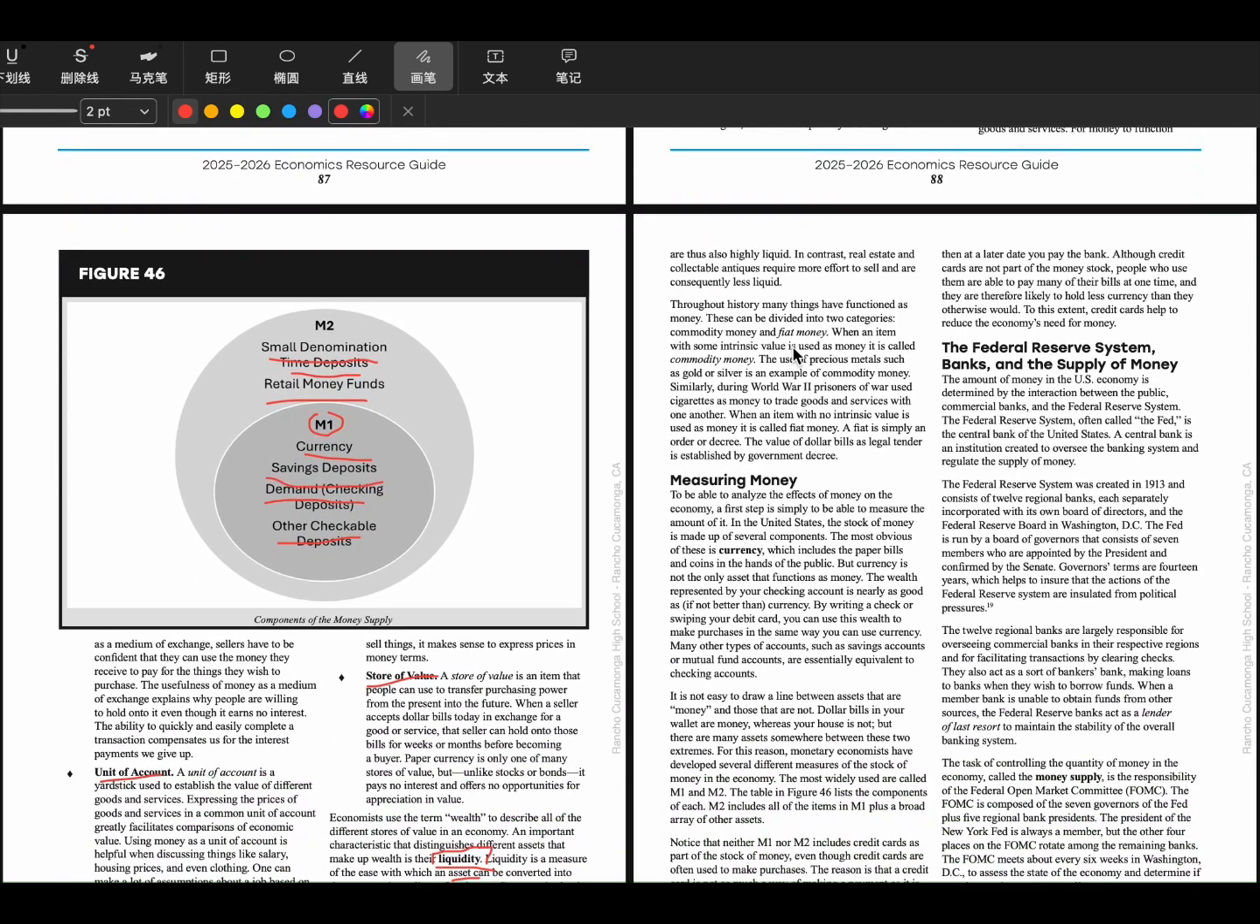Now, why is today's money more important than the money before? Why is our paper money better? Well, it's because we're using fiat money, not what is called commodity money. What is commodity money? Commodity money is basically gold and silver.